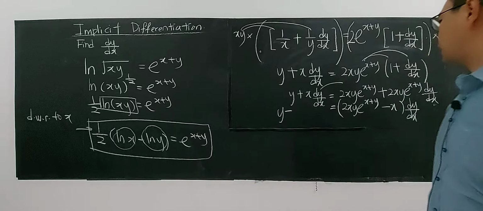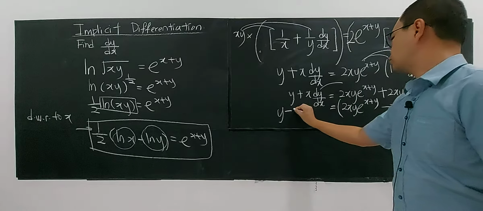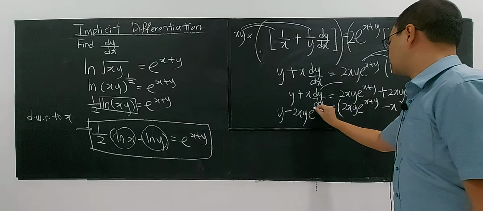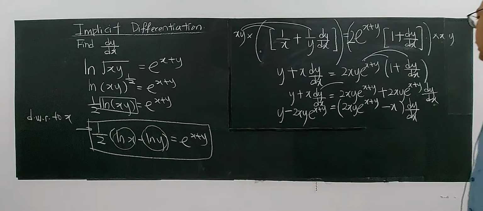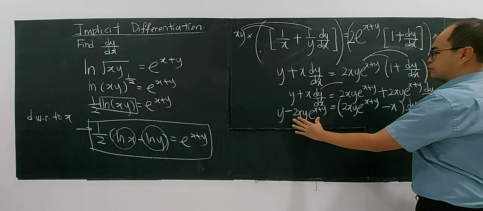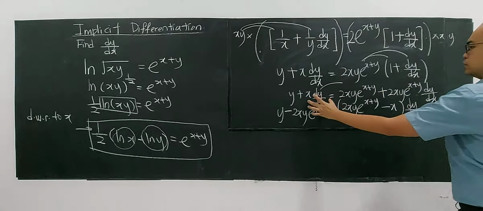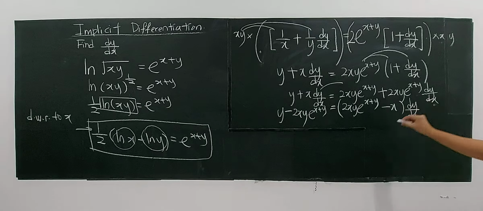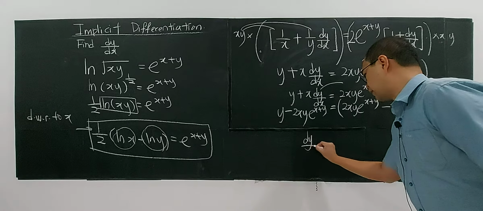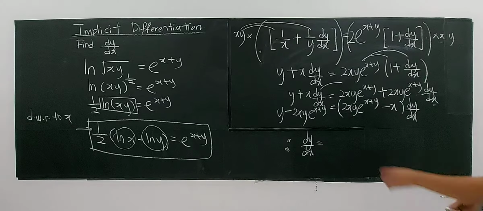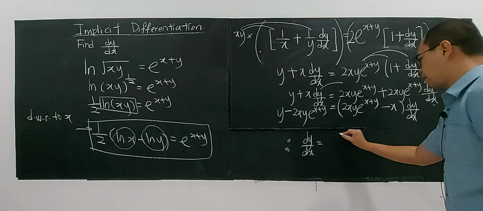So it becomes y minus 2xy e^(x+y), right? e^(x+y). So this one and this one are on the left hand side, and this is on the right hand side. So then I know that my dy/dx, finally I can conclude that my dy/dx is, taking this, alright.